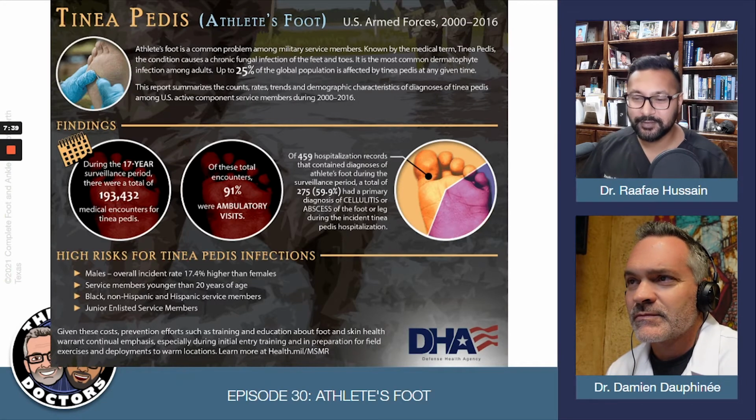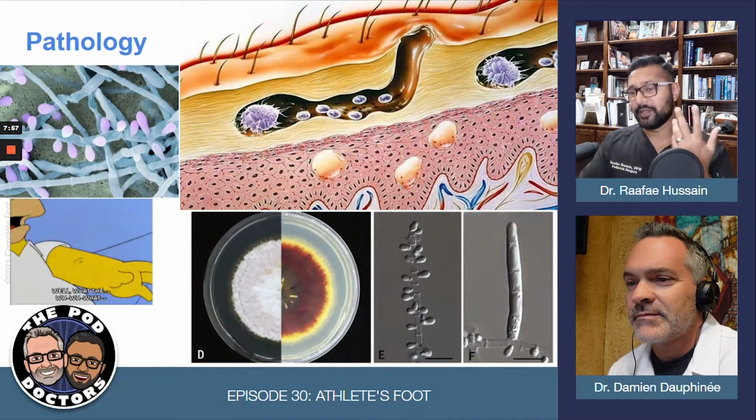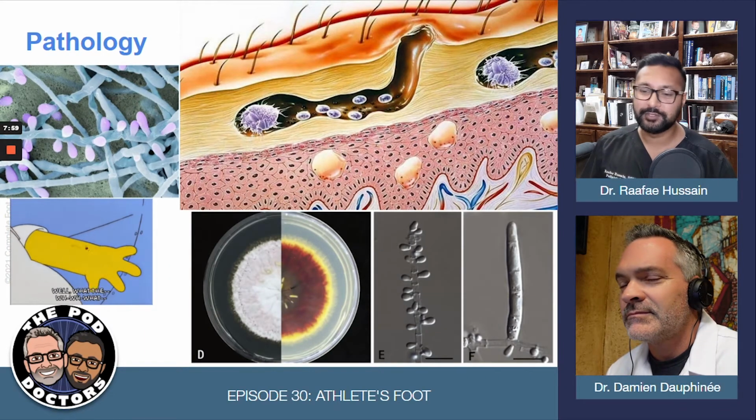All right, so here. This is what I was reading from the Defense Health Agency, that up to 25% of the global population is affected by tinea pedis at any given time. And obviously, athlete's foot and the dermatophytes are the most common type of infection amongst adults. We know that. So pathology, what happens?